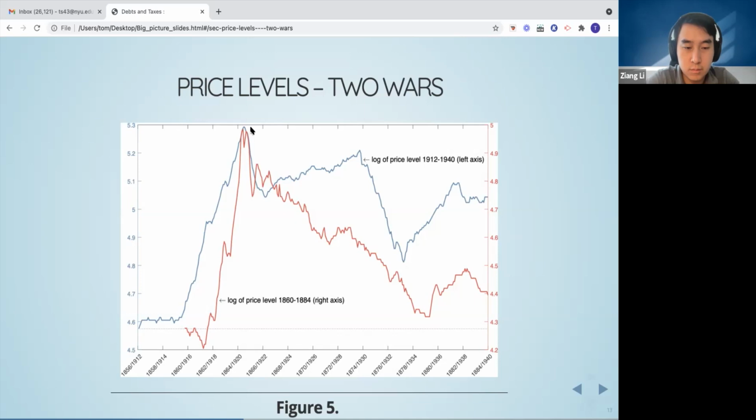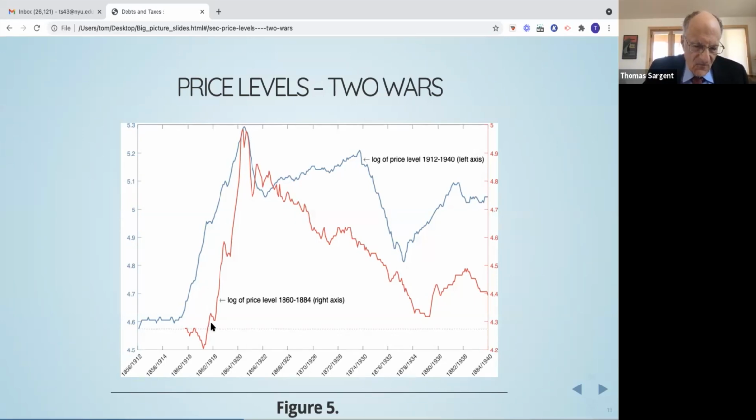We go in the war. We finance the war partly by issuing these greenbacks, and there's some inflation. And then the war ends, and after the war, we go back to the gold standard. And how do we do it? We engineer long deflation down to here, or we preside over a long deflation. That's what happens. That's the Civil War. And now, let's look at World War I.